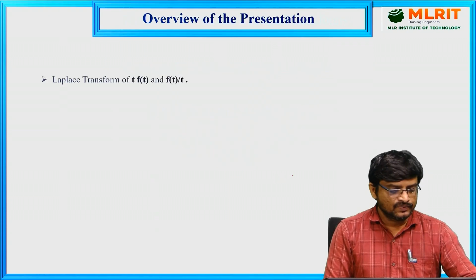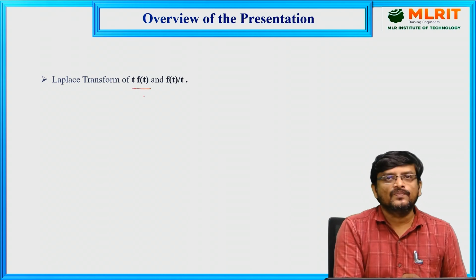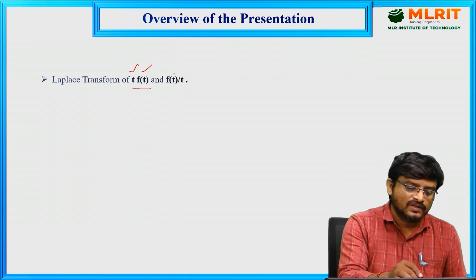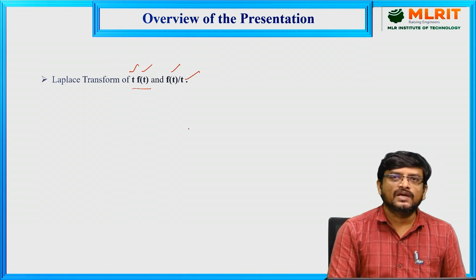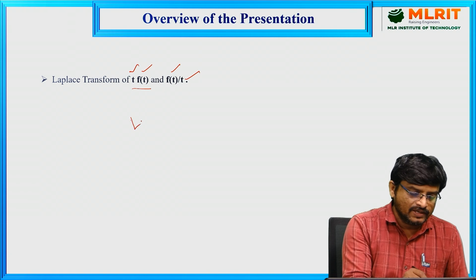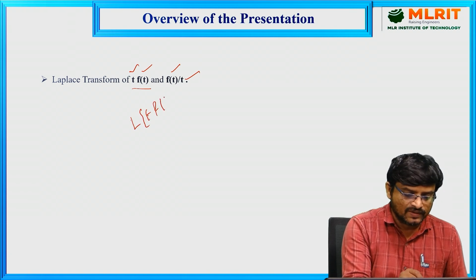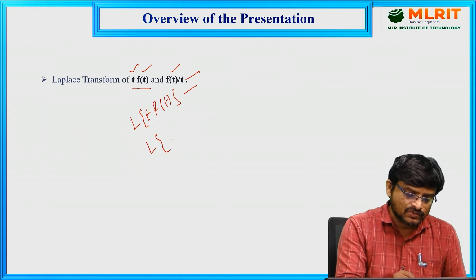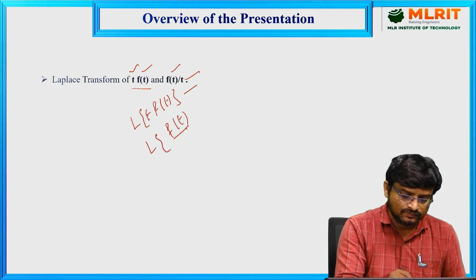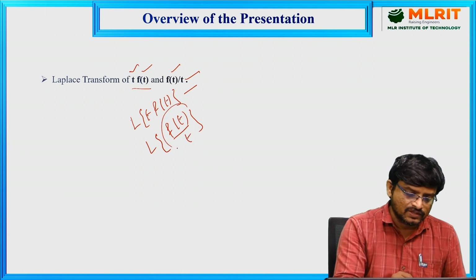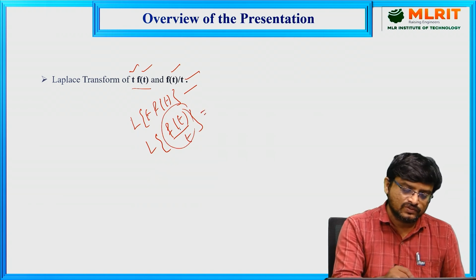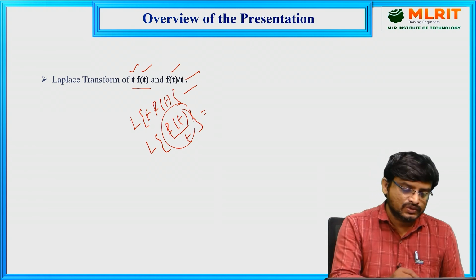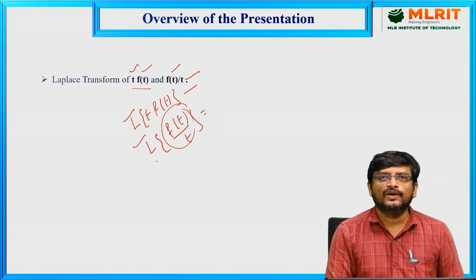Now in this video, we are going to find the Laplace transform whenever the function f of t is multiplied with t and whenever the function f of t is divided by t. So here we will get the Laplace transform of t into f of t, and the Laplace transform of f of t by t. Whenever we have a function of this type, we are going to get the formula for how to apply the Laplace transform. These 2 points we are going to discuss in this video.